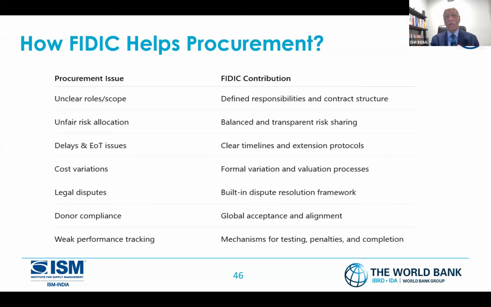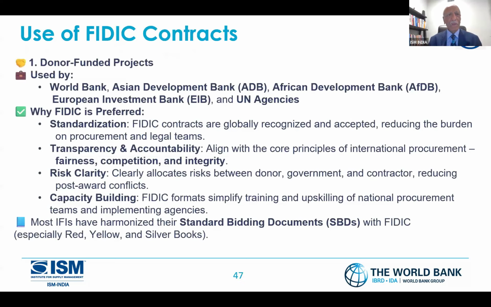Under legal disputes, they get full marks on how to handle it: a built-in dispute resolution framework. Donor compliance: donors love it and accept it much faster if they have to put money in. Weak performance tracking: if you have these issues, FIDIC contributes mechanisms for testing, penalties, and completion. Certainly, everybody wants a remedy. If things have been delayed, either from the employer side or the contractor side, there has to be something to cover up. So that's a wonderful mechanism in this.